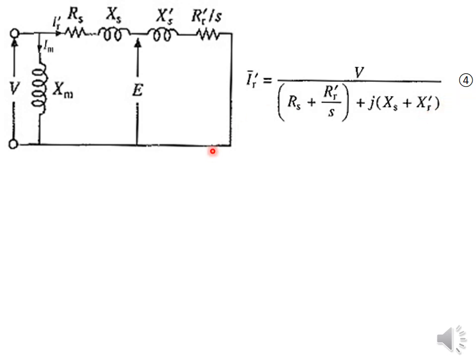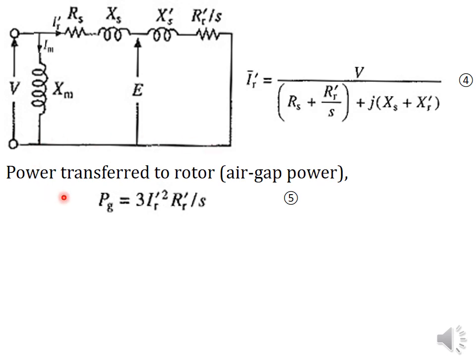Now the equation for power transferred to rotor, that is air gap power. Here the input power given to stator is not completely transferred to rotor. Some amount of power will be lost in stator, and the remaining power will be transferred to rotor. The rotor receives the power Pg, that is air gap power, equal to 3 into Ir dash square into Rr dash by s. So the air gap power depends on slip, and that is equation number 5.